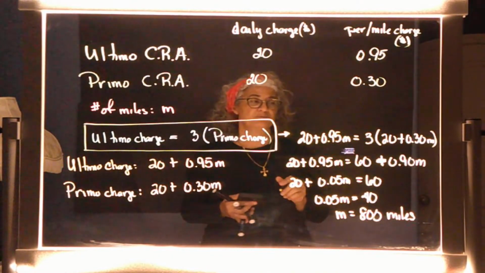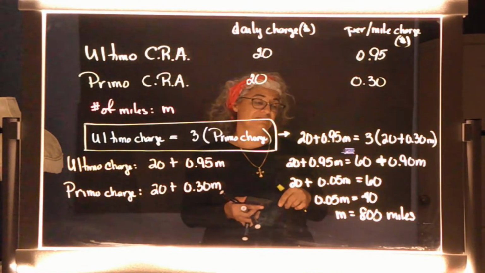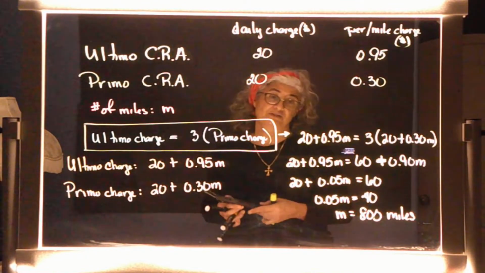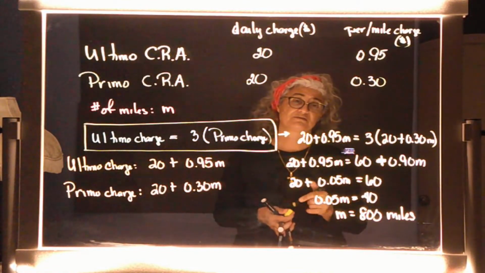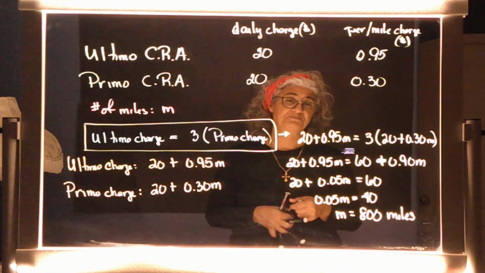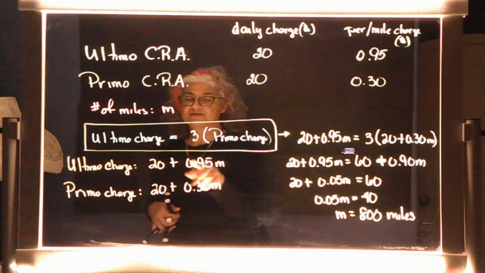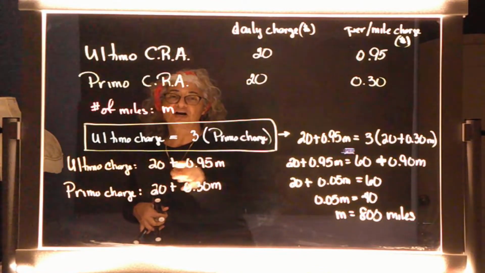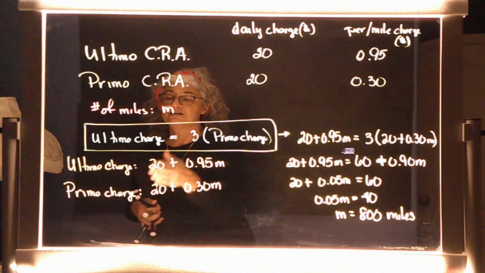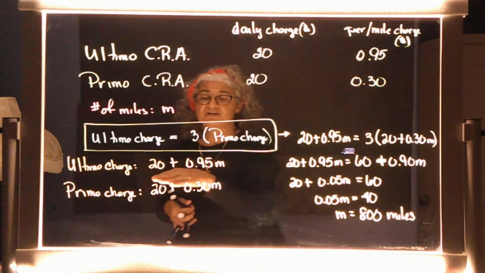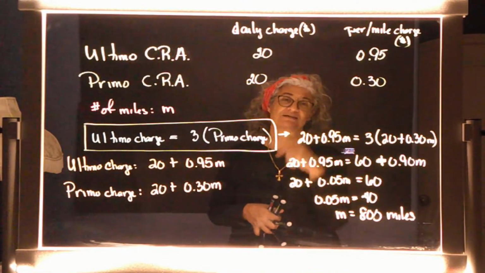I don't know about you, but I got 800 miles. They're going to have to drive 800 miles in order for the Ultimo charge to be 3 times the Primo charge. Cool? Not too bad, right? Yeah, the key is knowing how to figure out the cost per day, really, of Ultimo and Primo. $20 plus however many miles they drive, right? All right, I'll be right back. Got another one for us.